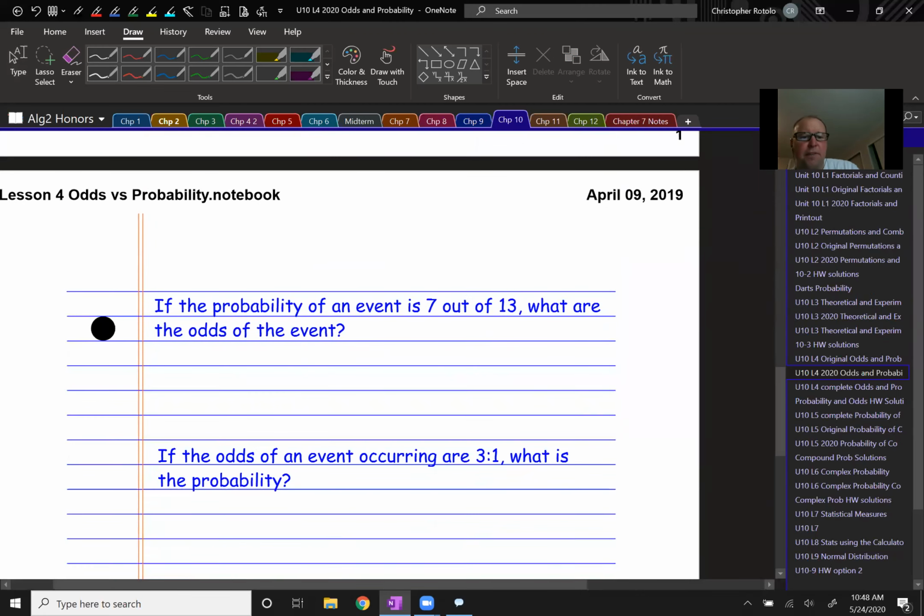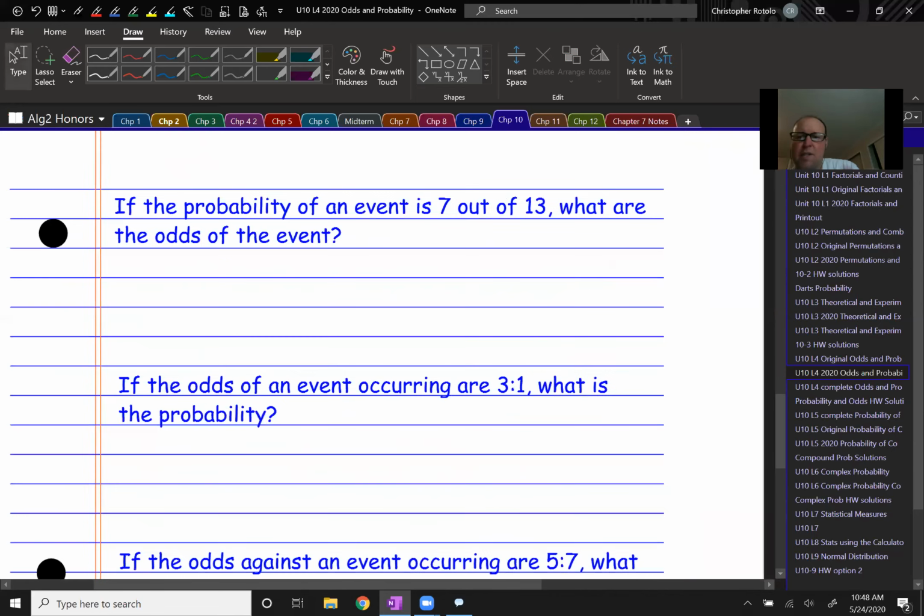All right, if the probability of an event, okay, so this is the next way. Instead of trying to come up with the probability and then transition, you might just be given the probability of the event is 7 out of 13. So that means 7, and this total has to be 13. Remember, that's the thought process in dealing with odds. So 7 plus 6 would give me 13. So it's 7 to 6 are the odds.